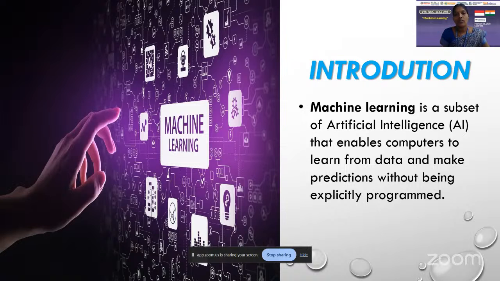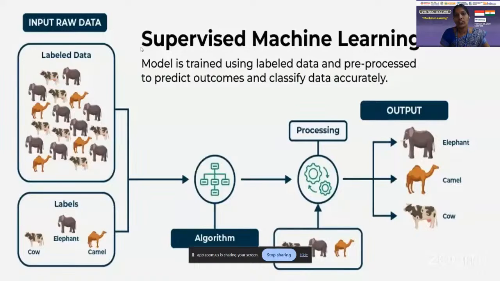This is a subset of artificial intelligence which enables the computer to learn from data and make predictions without being explicitly programmed. We can train the machines with three types of learning. As I said, humans can learn from our parents and from nature. Machines can also learn with the help of different types of learning. So here's the first one, that is supervised machine learning.